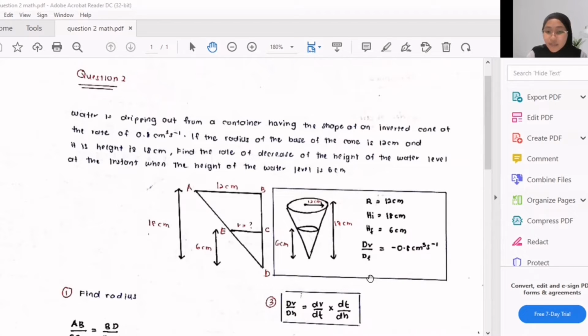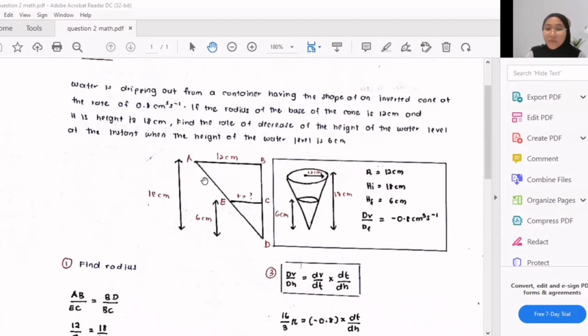So I already listed the information and drew the inverted cone. And I put the information in the inverted cone: this is the radius and this is the height of the inverted cone, 18 cm, and 6 cm for the height of the water level. And this dV over dt is negative 0.8 cm cubed per second. So I make the two dimensions so that I can find what I want to find.